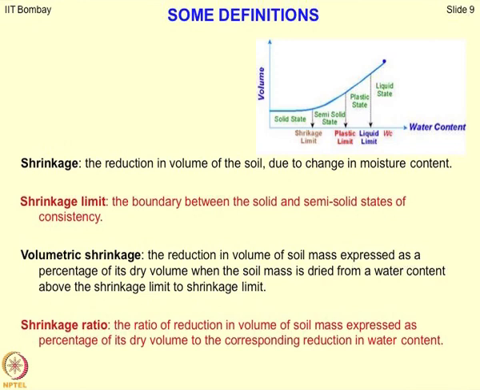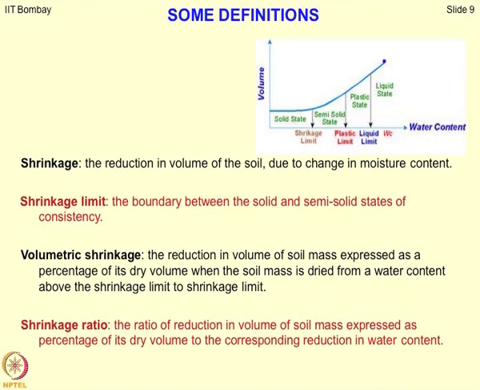The definitions which are used, you can recognize this graph very easily. You plot on y-axis volume of the entire system, x-axis is water content. What we do, we start from a driest possible state of the soil and we keep on adding water. So, we traverse always from this end to this end.